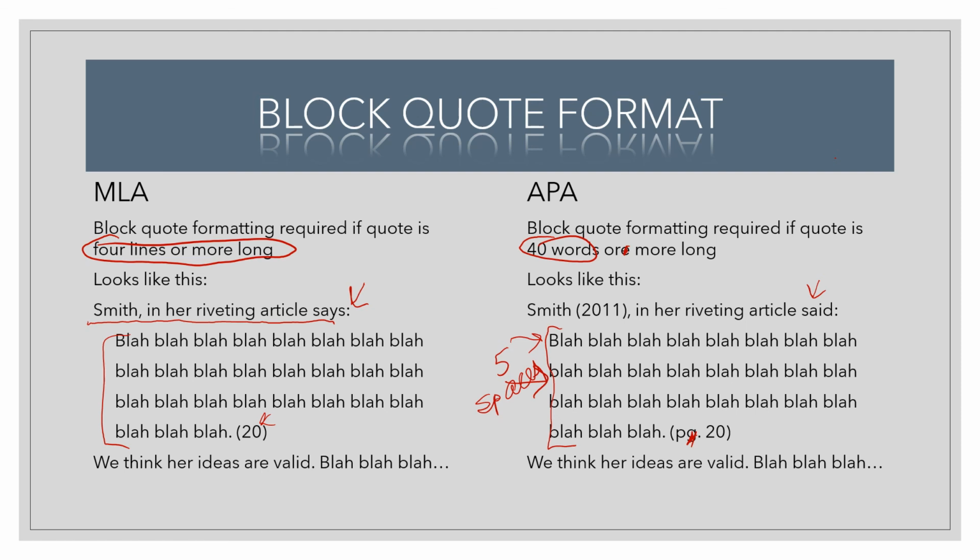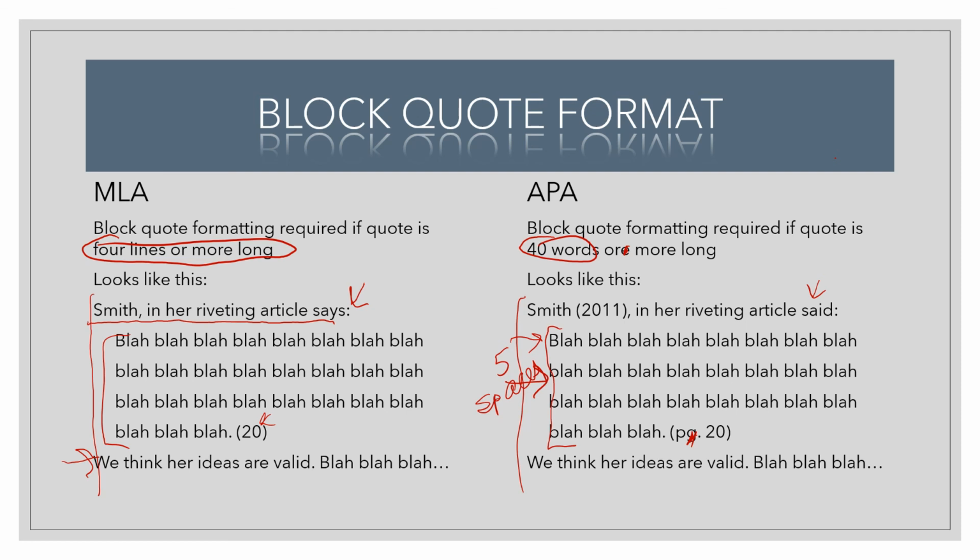Then the rest of your explanation in that paragraph goes back down to the far left margin. Both same here. So the formatting is the same. The only difference between the two is that in MLA, if you're typing along and your quote hits line 4, it automatically goes into a block quote format. In APA, you have to count the words, and you have to do this when there are 40 words or more. Okay, so those are the main differences.